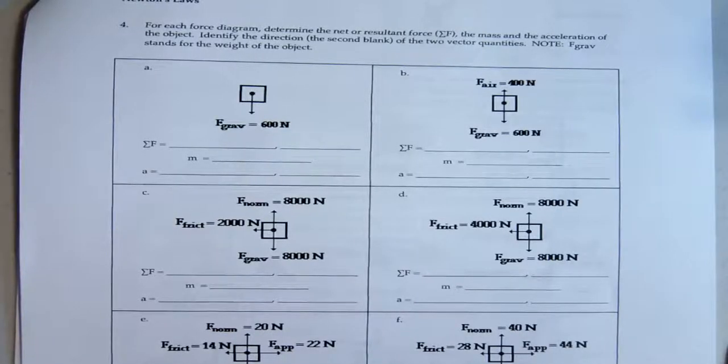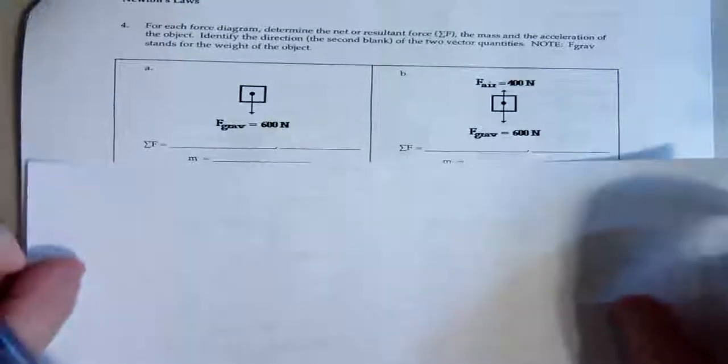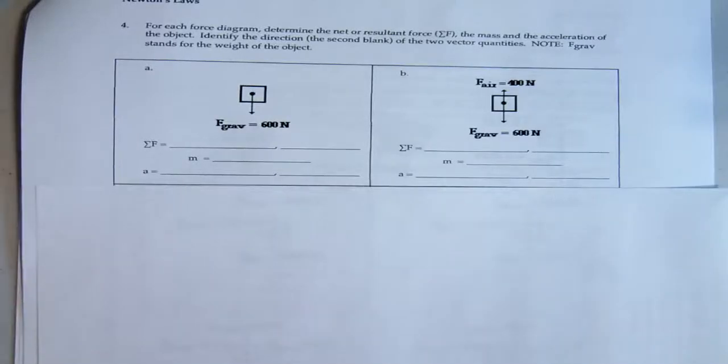Okay, Newton's laws, number 4. This is where we really got to put these laws into action, right? So, let's get my scratch paper ready. Alright, so let's do A. So we see an object. We got to identify all these things.